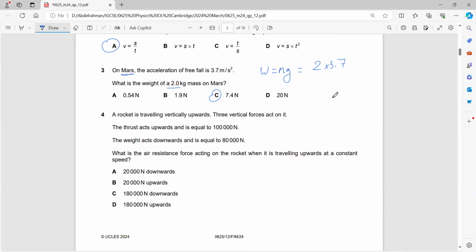A rocket is traveling vertically upwards. Three forces act on it. It's traveling vertically upwards with 100,000 newtons. The downward force, the weight, is 80,000 newtons. What is the air resistance? The air resistance has to be opposite to the motion. It's traveling upwards, so the air resistance needs to be downwards. And it's moving at a constant speed, so the air resistance has to be 20,000 newtons downwards.